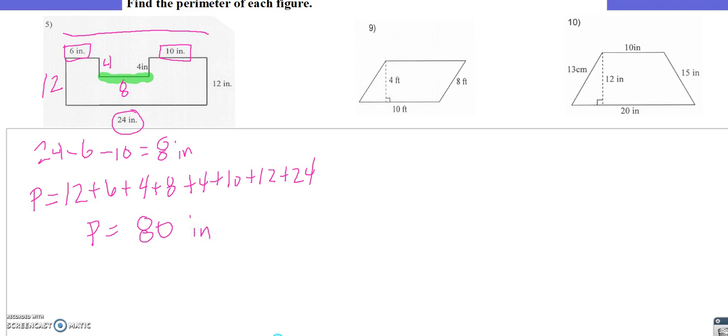You will see that we're going to have different units when we do perimeter. On the previous page we had units squared. On this one it's just units, and in this case my units are inches.